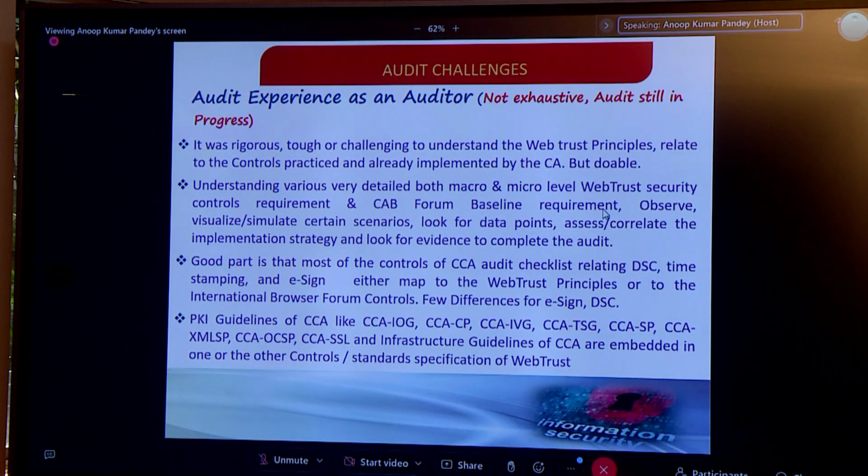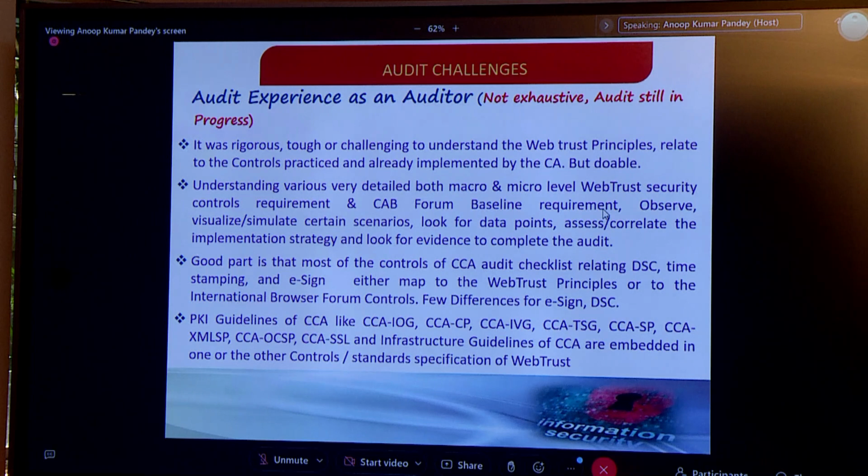So the audit experience was rigorous, tough and challenging, to understand the WebTrust principles, because this is the first time we are going through the WebTrust audit. It relates to the controls practiced and already implemented by the CA, but it is doable. It is time consuming and a bit of a challenge; we have to study a lot, refer to the guidelines, prepare the checklist and conduct an audit.